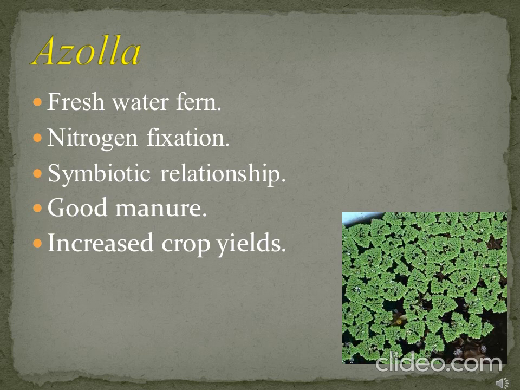Azolla biomass gets doubled within 5 to 7 days by the vegetative method. It can fix 40 to 80 kgs of nitrogen per hectare per year. It is a very good manure also for flooded rice. An increase in crop yield of up to 15 to 20% has been observed while fertilizing rice with Azolla. Hybrids are growing faster. It is also tolerant to heat and cold.